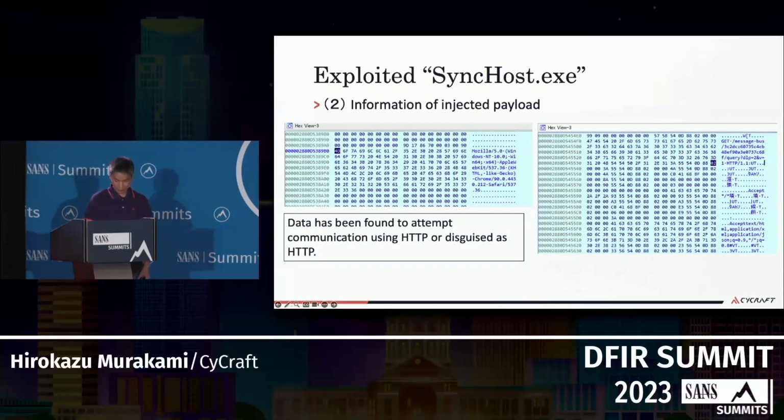Several other parameters were found in memory. These could be used for detection. The left side looks like a user agent, and the right side looks like a GET parameter and significant characters.